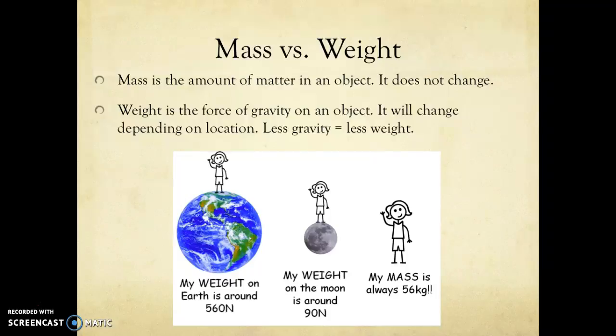Now, weight. A lot of people use mass and weight interchangeably. They use it when they are talking about the same thing, but they are in fact very different. Weight is actually a measure of gravity. It measures the force of gravity on an object, and it will change depending on location. If there's less gravity, there's going to be less weight. If there's more gravity, there's going to be more weight. Now, the mass doesn't change, but the weight does. And you can see that in the diagram below. We'll talk about that a little bit more in just a moment.